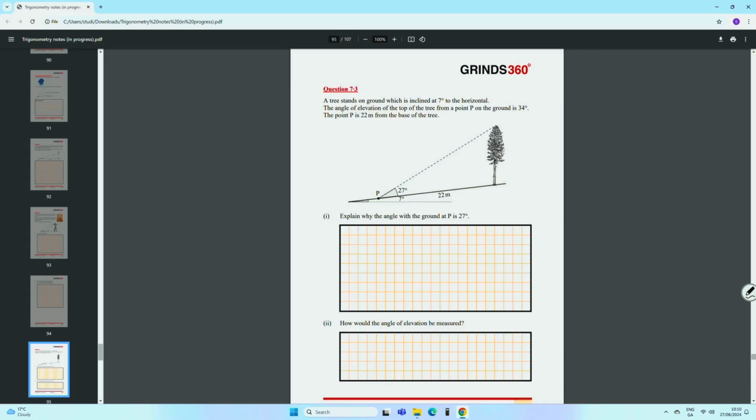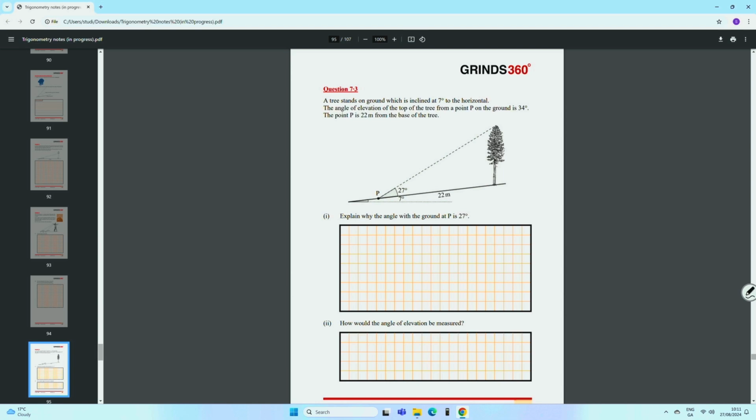So if we look at the next question on page 94, it looks like this. It says, a tree stands on ground which is inclined at 7 degrees to the horizontal. So remember, inclined means slope. So this time the ground is not level, it's inclined at 7 degrees to the horizontal, all right? The angle of elevation at the top of the tree from the point P is 34 degrees. And the point P is 22 meters from the base of the tree. We're asked a couple of questions from there.